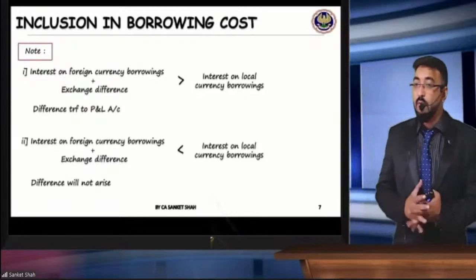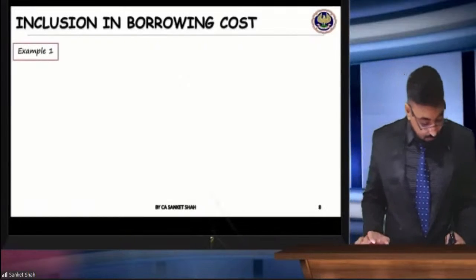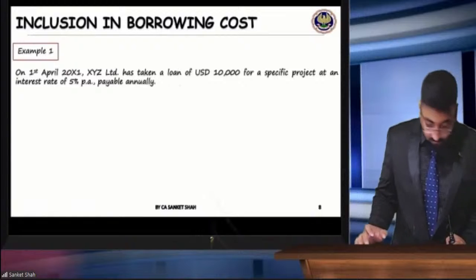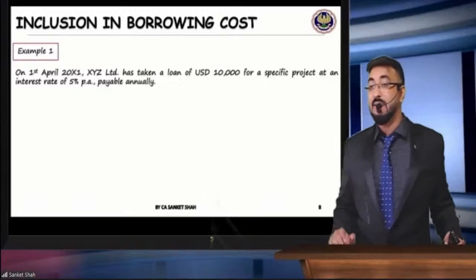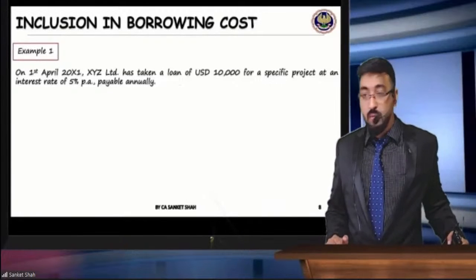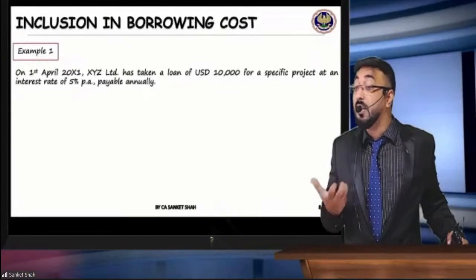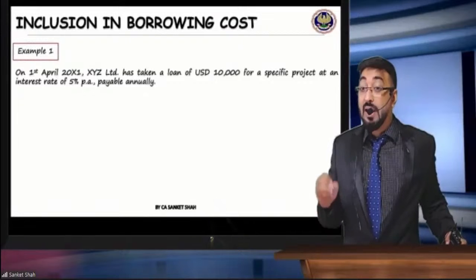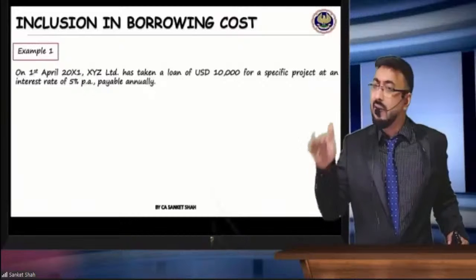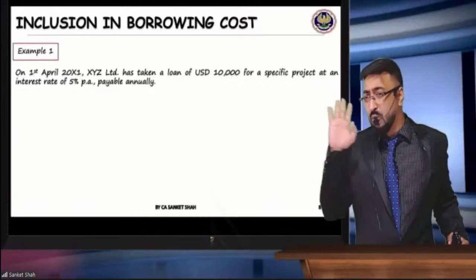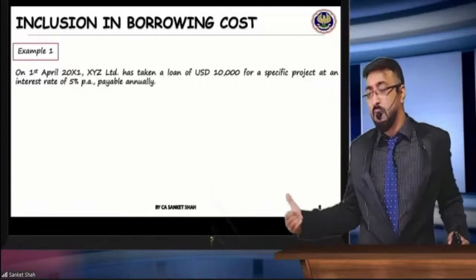Okay. So here, I will give you one example. On 1st April 2001, XYZ Limited has taken a loan. Now remember, this difference is only in case of exchange, or in case of foreign borrowings. So here XYZ Limited has taken a loan. This example is given in the study material, so we'll write only the solution. I just break it into some lines.